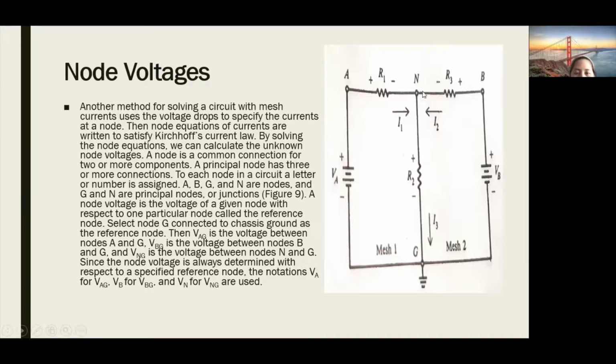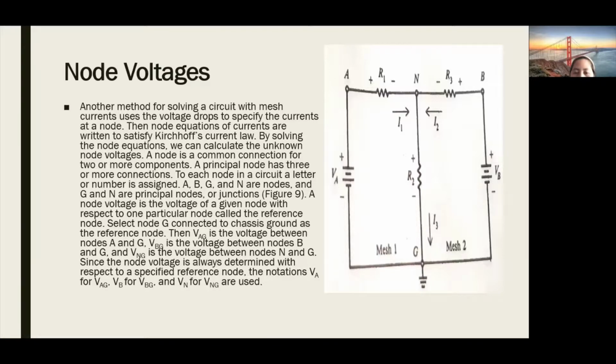So KCL, summation I equals 0, and here I1 plus I2 minus I3 equals 0, with I3 being the one leaving. So with the exception of the reference node, KCL equations can be written for the principal nodes. So I3 is equal to I1 plus I2. That's the equation.